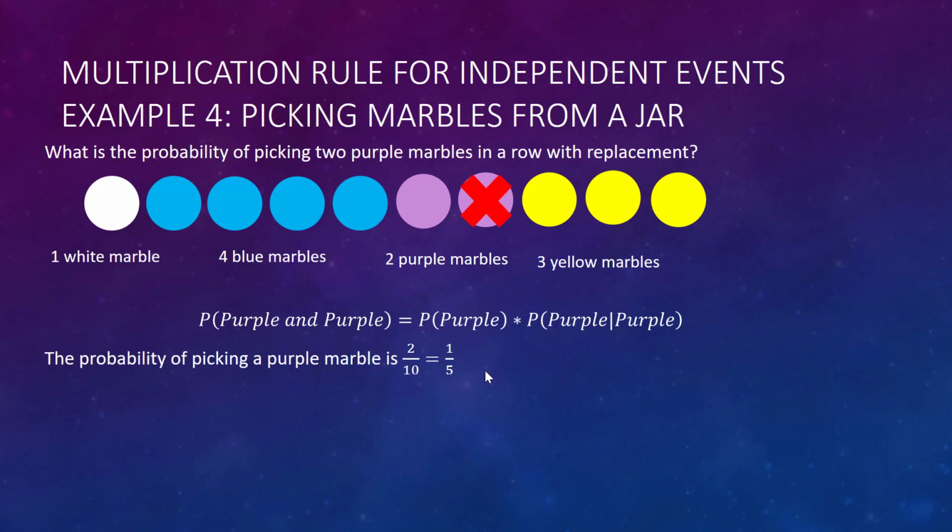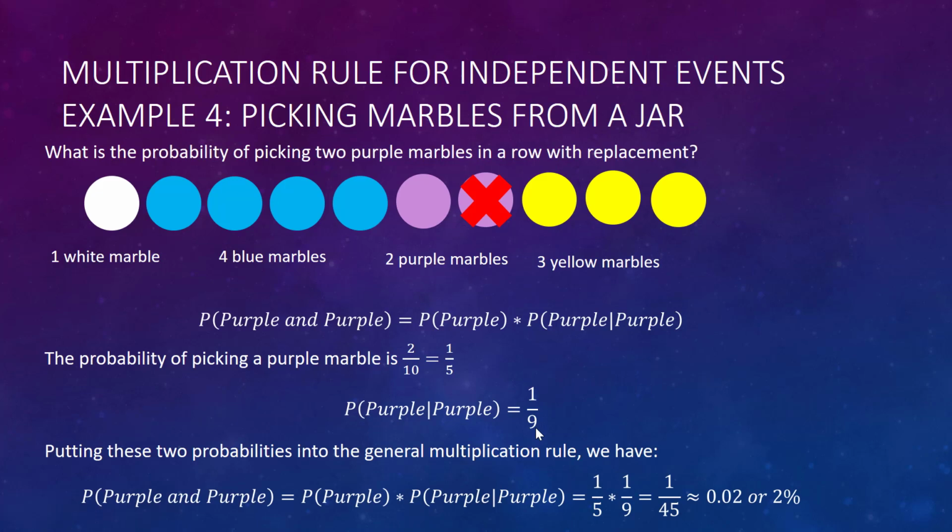Now we've removed one of the marbles from the jar. So what is the probability of picking a purple marble now? Well, you can see that there's only one purple marble left, so there's only one way that could happen. And if you count, there's only 9 marbles left in the jar. So therefore, the probability of getting a purple marble after one has been removed is 1 over 9.